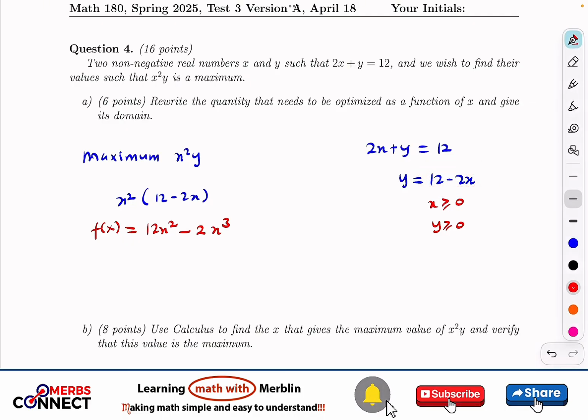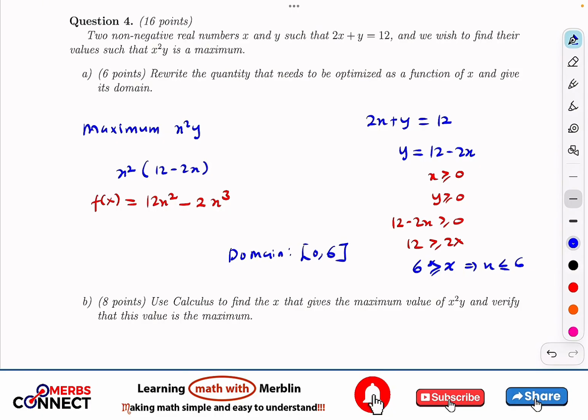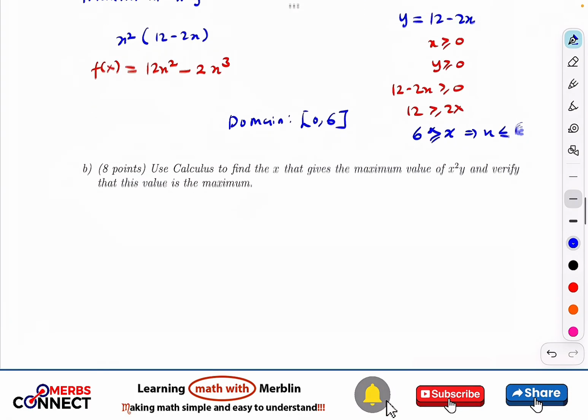So we are going to have 12 minus 2x is greater than or equal to 0. Add 2x on both sides and have this. Let's divide through by 2 and we are going to have 6 greater than or equal to x, and this is the same as x being less than or equal to 6. So the domain should be 0 and 6 here. That should be the domain from here.